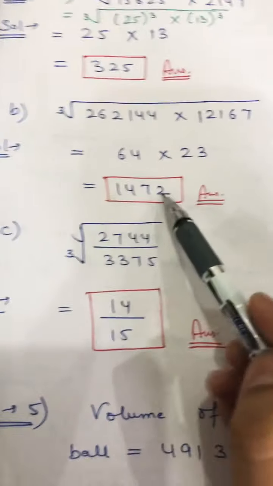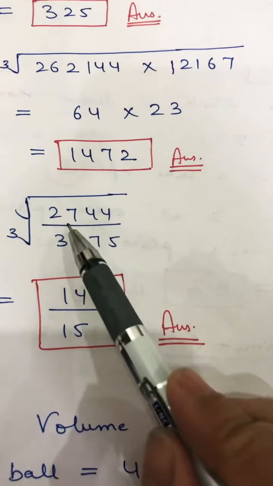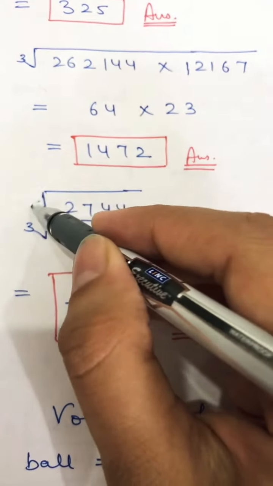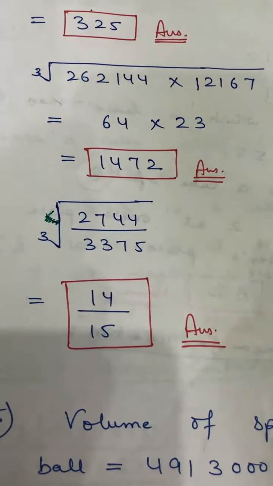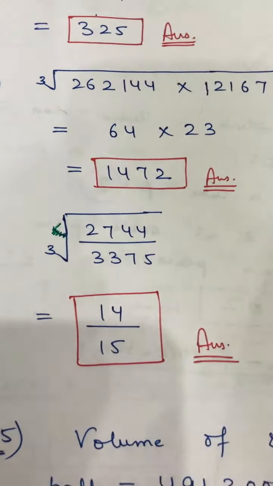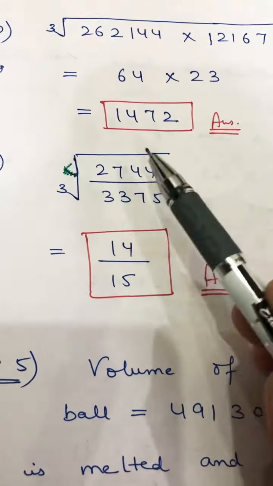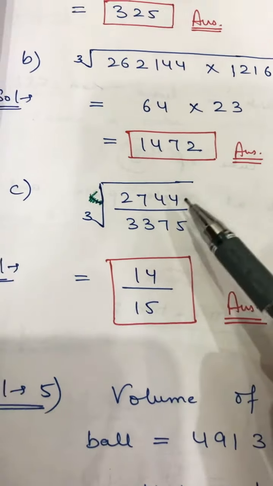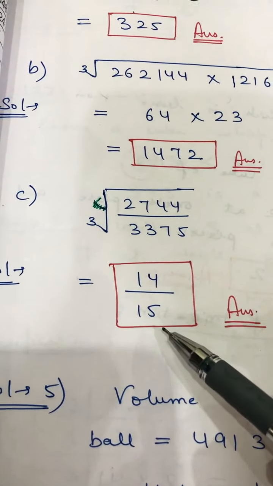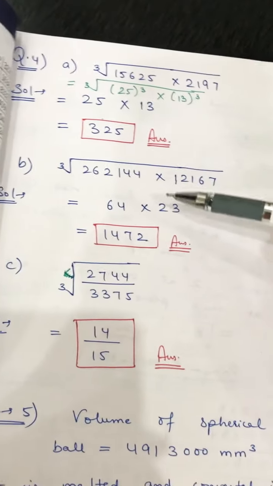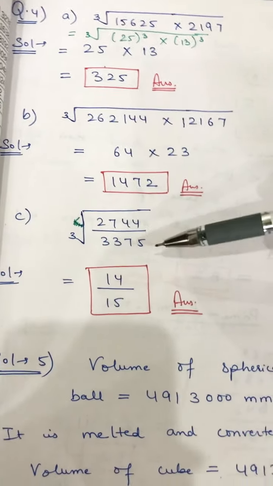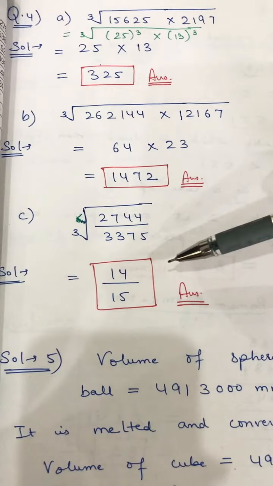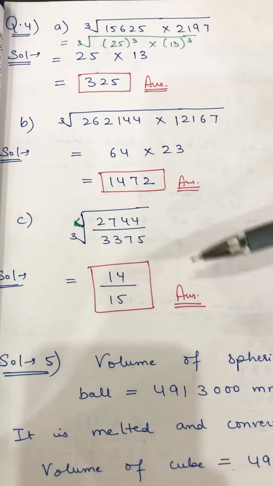Got it? The last one is part C: cube root of 2744 divided by 3375. This is a cube of 14, and it is a cube of 15. Got it? So the answer will be 14 divided by 15. The first 2 questions were based upon multiplication, and the C part is based upon division. Got it? So question number 4 is complete.